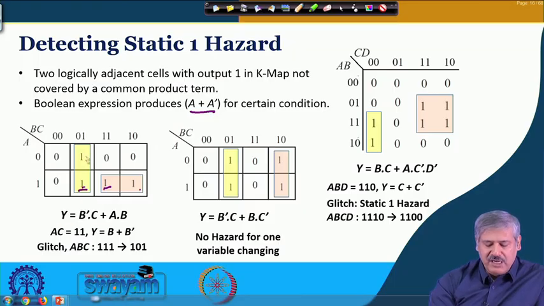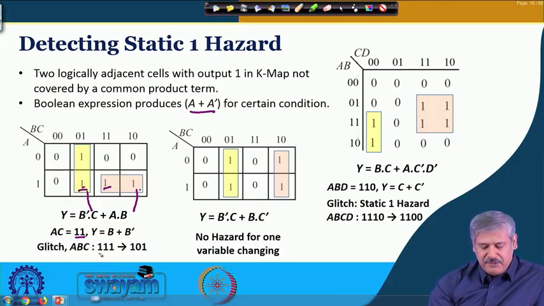So, we can write from this y is equal to b prime c, this one is b prime c and this one is a b, right, this group is a b and this is b prime c. Now, when a and c are 1 1, we get y is b plus b prime. This is a case of static 1 hazard, the kind of thing that we have seen.